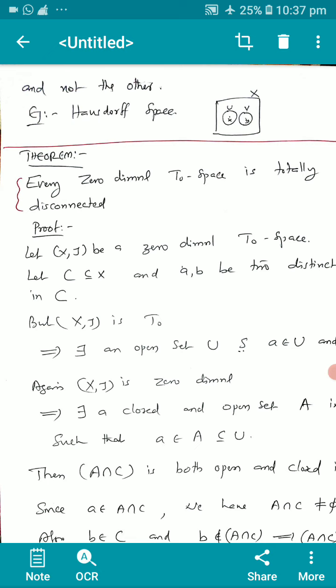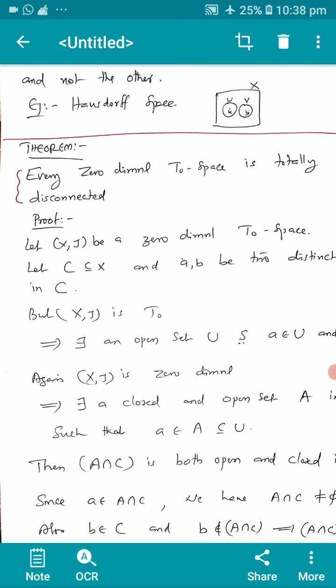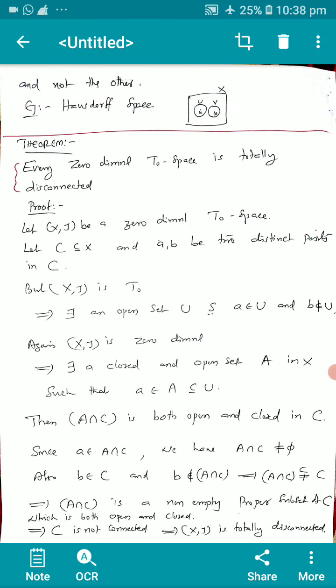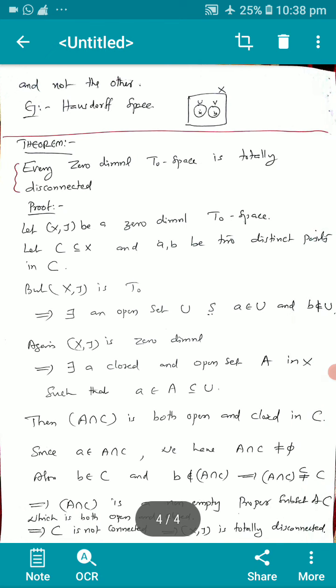Next theorem, every zero-dimensional T0 space is totally disconnected. Proof, let X be a zero-dimensional T0 space. Let C subset or equal to X and a and b be two distinct points in C, but X is T0. Therefore, there is an open set U such that a in U and b not in U. Again, X is zero-dimensional. That implies there is a closed and open set capital A in X such that small a is an element of capital A which is subset or equal to U.